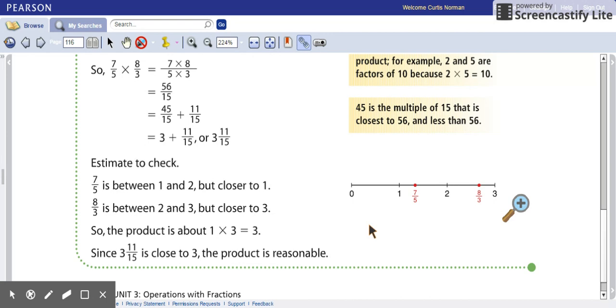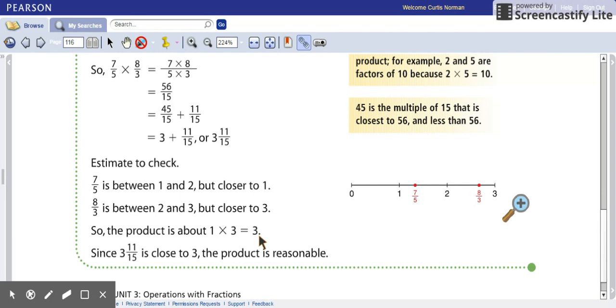So if we were to estimate, we'd say 7/5 is closer to 1, and 8/3 is closer to 3, and 3 times 1 is 3. And the answer we came up with is 3 and 11/15. So it's close. It's reasonable. It doesn't have to be exactly accurate when you're estimating. You're just asking, is it reasonable?